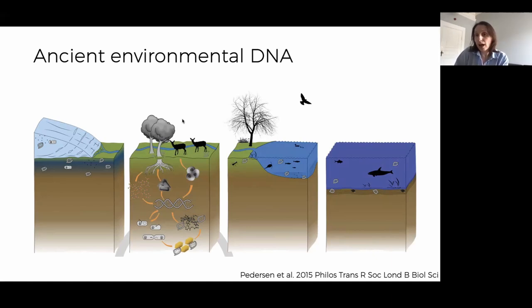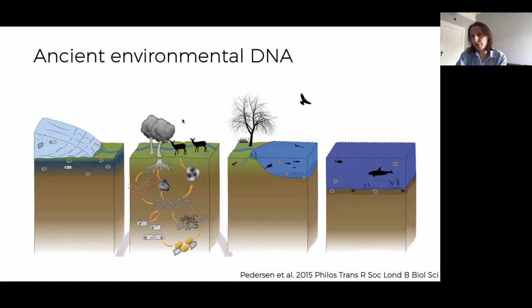So irrelevant of the type of environment that we're getting DNA from, the basic principle is that organisms over their lifetime are basically shedding their DNA into the environment in the form of skin cells, hair, urine, feces, and other ways. And so this DNA then gets deposited in the environment.